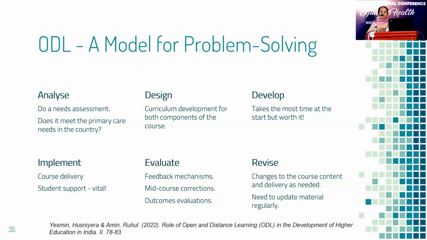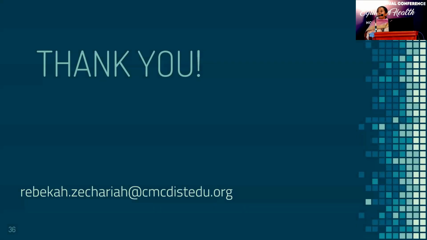Finally, implement, with student support being very vital there. Evaluate: look at feedback mechanisms, mid-course corrections through the feedback that we get, and outcomes evaluations. I will say that our outcomes evaluation is a place where we need to do a lot more work. Anecdotally, we have a lot of data about how this course has helped a lot of people, but we need to actually look at research in medical education. We're working on that in the coming years. And then finally, make any revisions as necessary, and stay on top of what's happening in medicine and upgrade the material, which is easy to do with technology now. So that's it. Thank you so much for this opportunity.